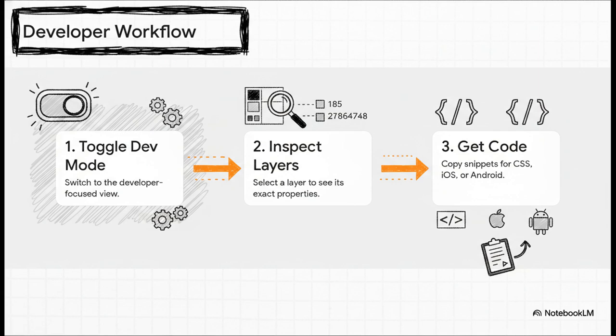So the workflow for a developer couldn't be easier. They just flip on Dev Mode. They can click on anything, and that side panel instantly shows them every single value they need to build it in code. They can even copy ready-to-use snippets for CSS, iOS, or Android and just paste it right into their work. It just beautifully closes that final gap between what the designer intended and what the engineer builds.